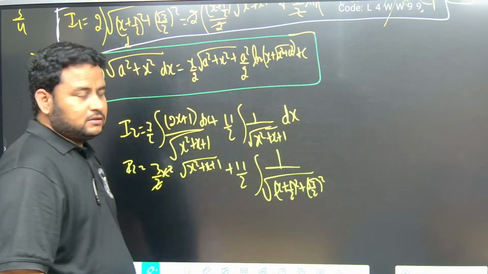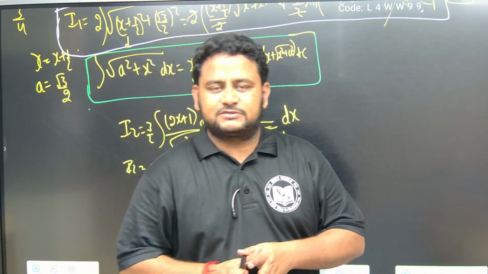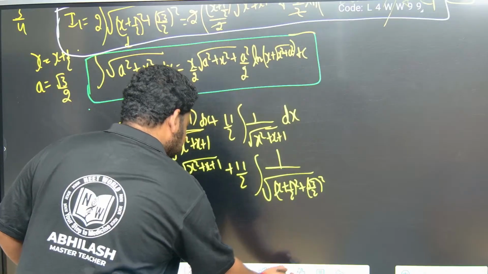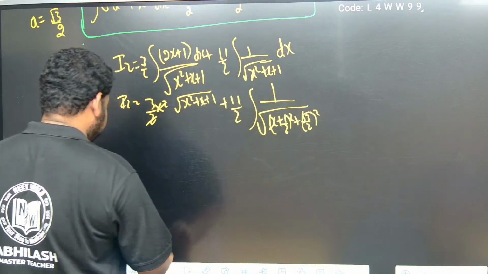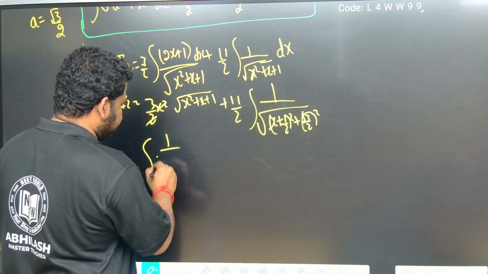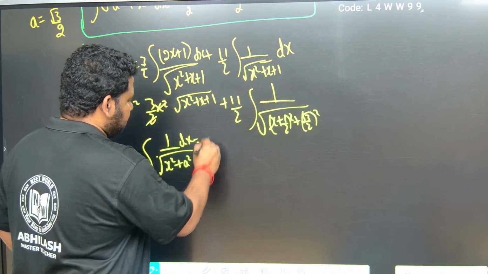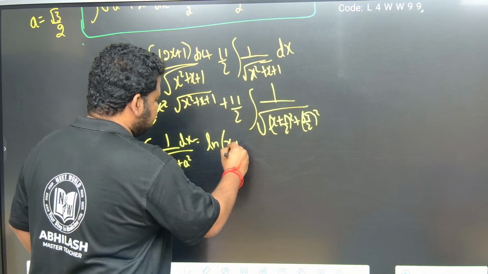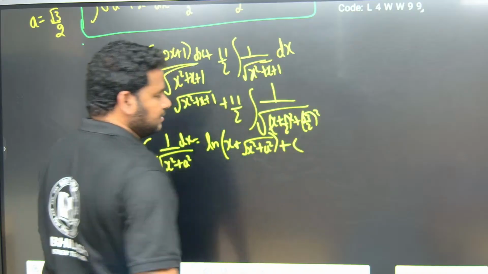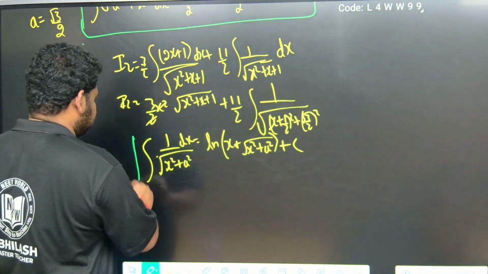So we have the formula: the integral of 1 by square root of x square plus a square dx is equal to log of x plus square root of x square plus a square, plus c. Let me write down the formula so that you understand. This is the formula that we have to use.